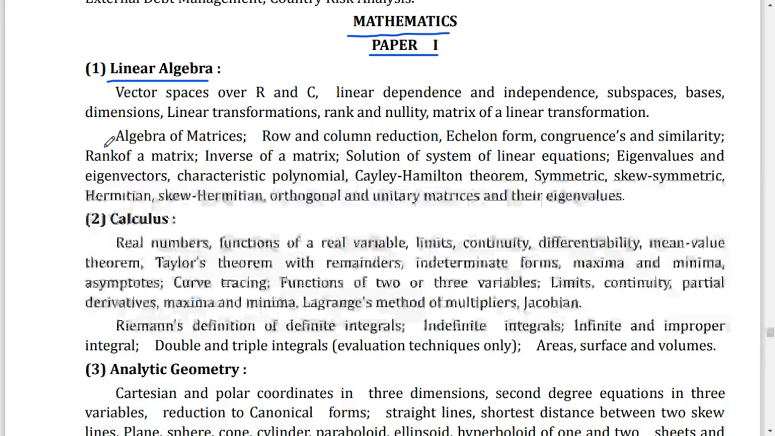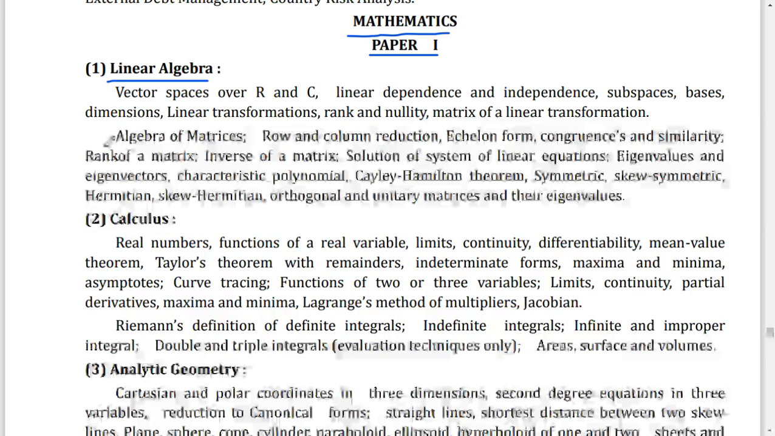Algebra of matrices, row and column reduction, echelon form, congruence and similarity, rank of a matrix, inverse of a matrix, solution of system of linear equations.